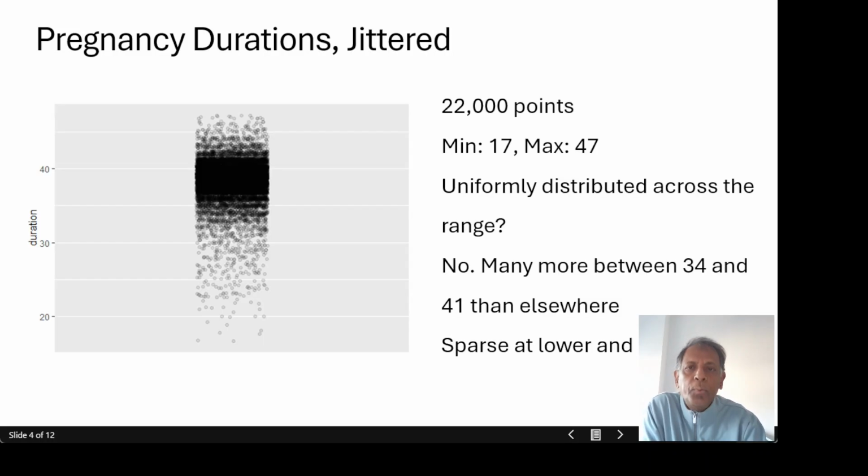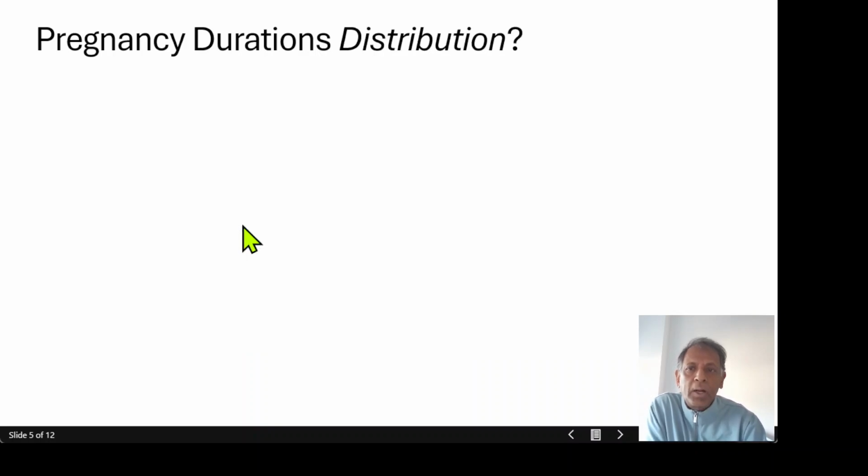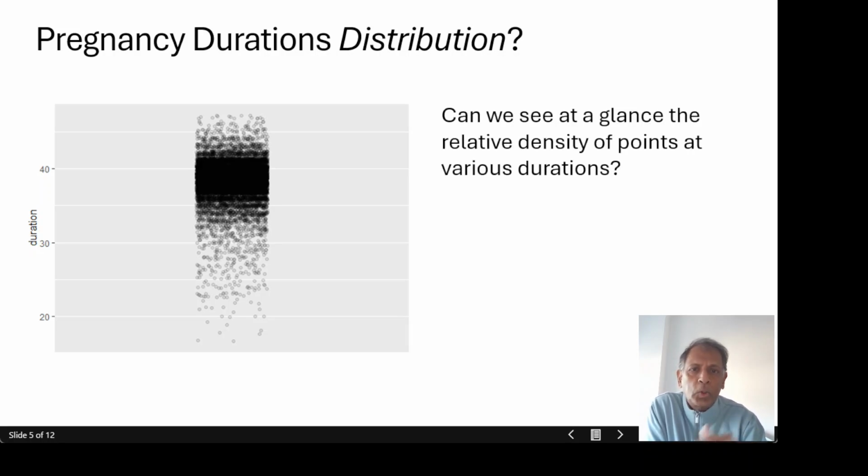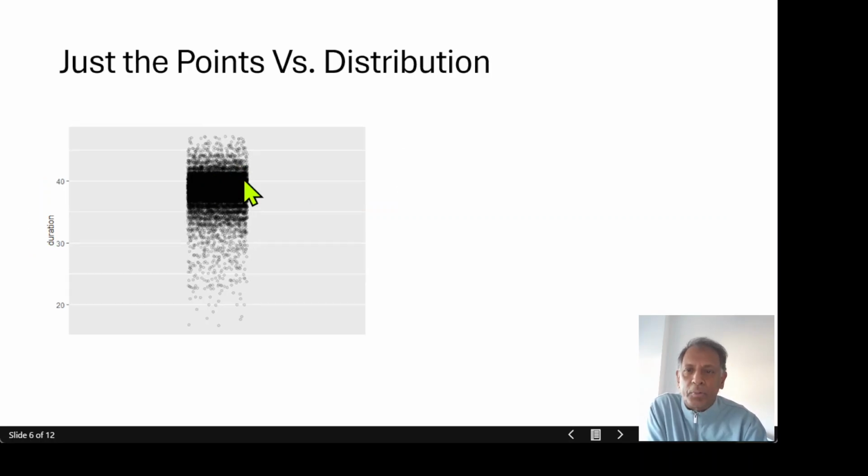Okay, so now what we want to do is to visualize this distribution in a better way. Of course, this gives us a certain visualization of the distribution of pregnancy durations, but we want to get an even better picture of this. Clearly we can see the relative density of points here, but not very much because there's a lot of overplotting going on here. We don't know how many points are being overplotted here, how many are here. In other words, out of the 22,000, what proportion is sitting here, etc. That's not very clear from this.